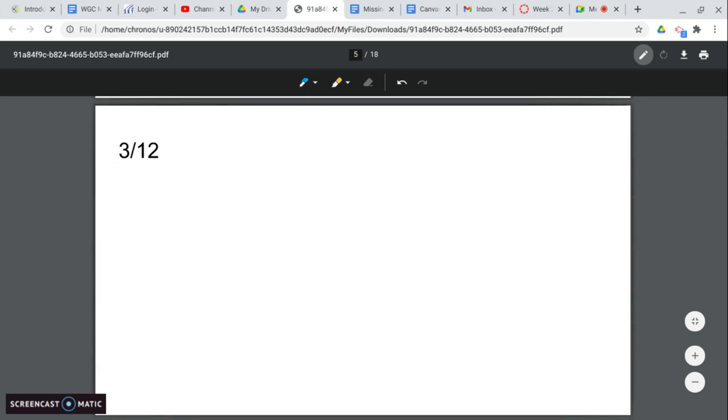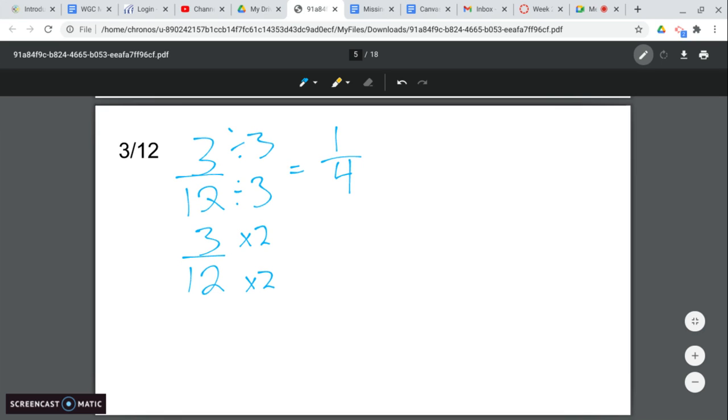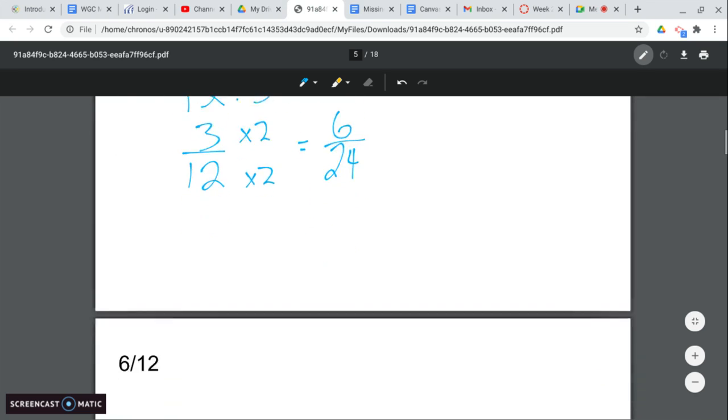So here we have 3/12. We want to name 2 equivalent fractions to 3/12. Well, one would be to divide both of these by 3. 3 divided by 3 is 1. 12 divided by 3 is 4. Another way would be to multiply them, and I'm going to multiply them by 2. 3 times 2 is 6. 12 times 2 is 24. So 1/4, 6/24, and 3/12 are all equivalent fractions.